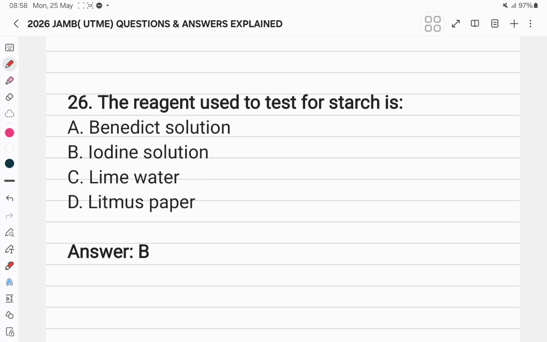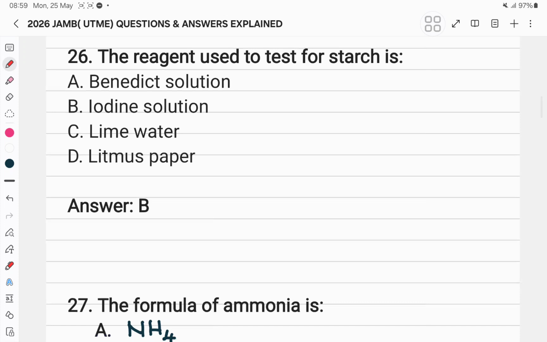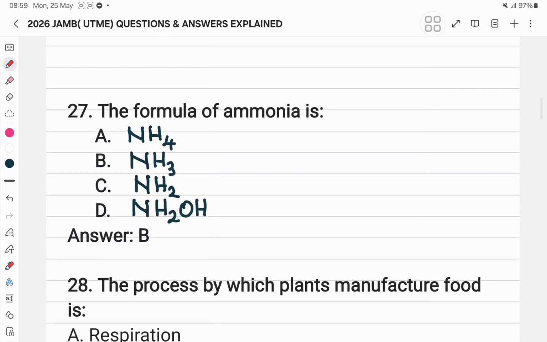Litmus paper is used to test for the pH of a solution. We have two colors, blue and red. If a solution is acidic, it turns blue litmus paper red. And if it is an alkaline solution, it will turn red litmus paper blue. So these are the tests that we use these solutions for. For starch, iodine solution is used as a reagent to test for starch. The answer is B.